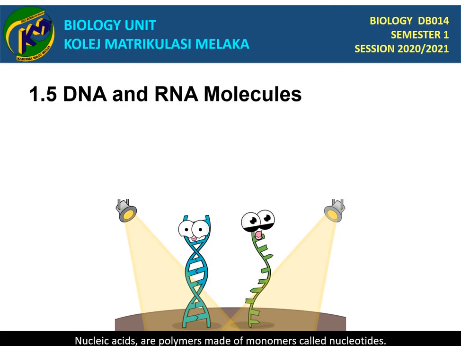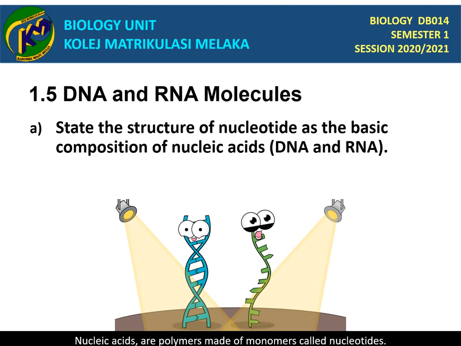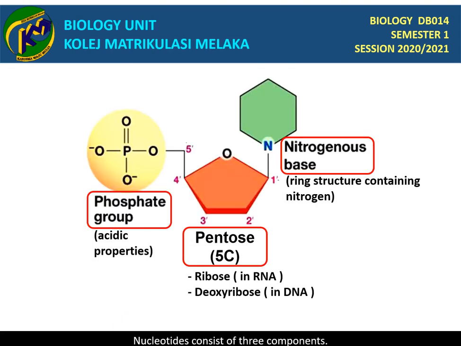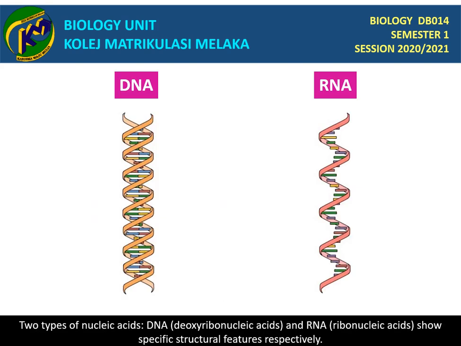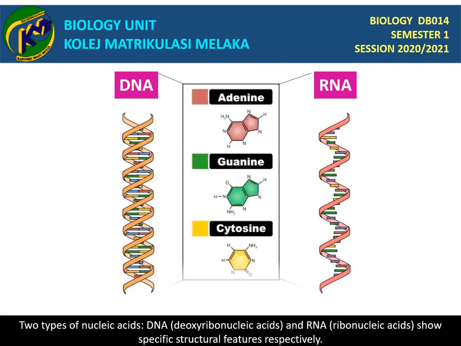There's one more polymer in living cells, which is nucleic acid. The monomer of nucleic acid is the nucleotide. It has three components, which are a phosphate group, the 5-carbon sugar pentose, and a nitrogenous base. There are two types of nucleic acid, which are DNA and RNA.